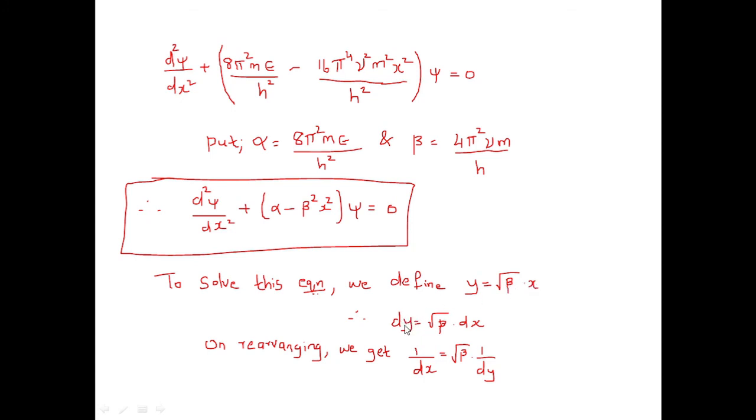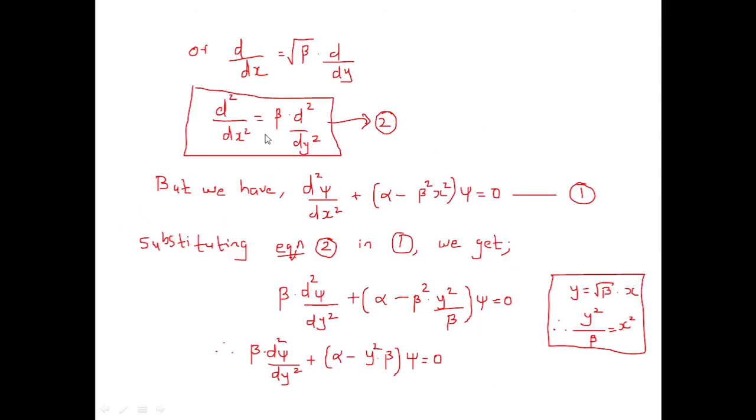Therefore, what is dy? dy will be root of beta into dx. Here beta is a constant, so root of beta is a constant. On rearranging, we get reciprocal of dx is equal to root of beta into reciprocal of dy, or we can write it as d by dx is equal to root of beta into d by dy. Upon squaring this equation, we get d square by dx squared is equal to beta into d square by dy square. We call it equation number 2.